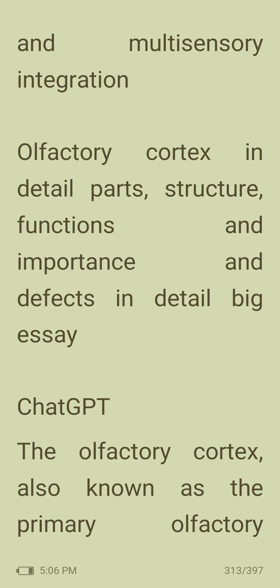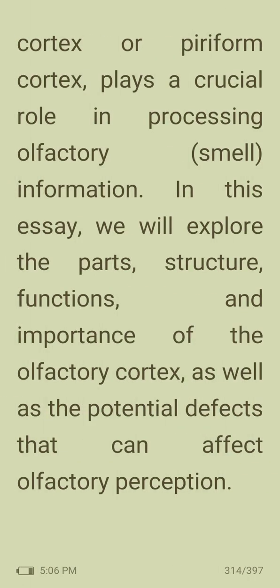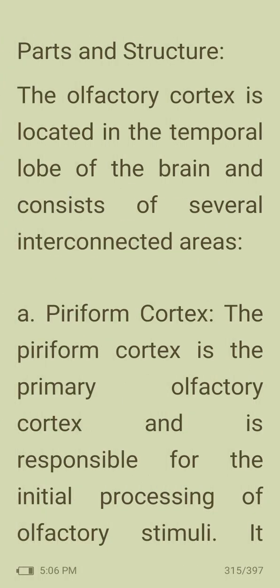Next region, olfactory cortex. The olfactory cortex, also known as the primary olfactory cortex or piriform cortex, plays a crucial role in processing olfactory information. In this essay, we will explore the parts, structure, functions, and importance of the olfactory cortex, as well as the potential defects that can affect olfactory perception.